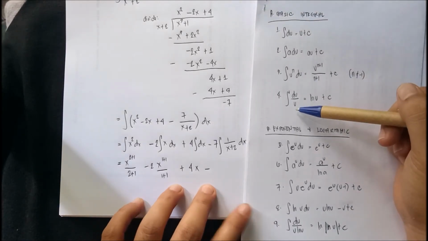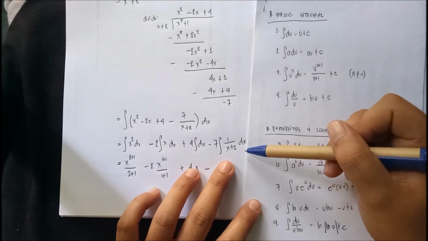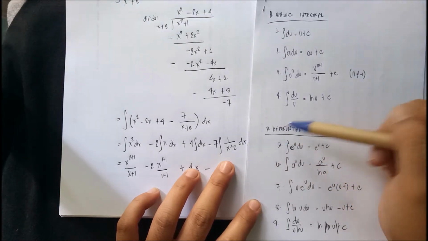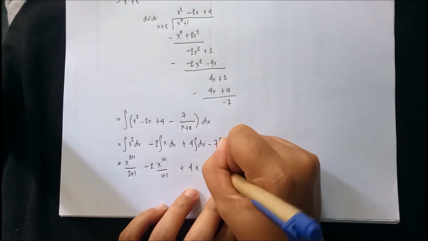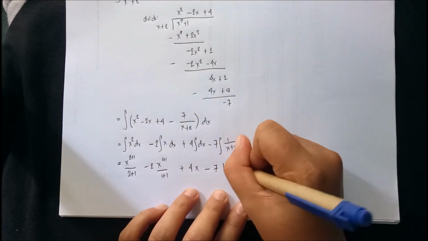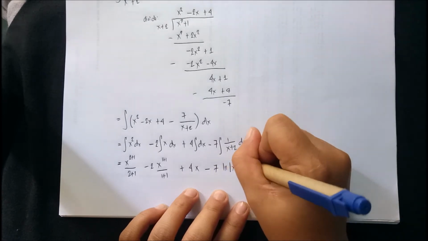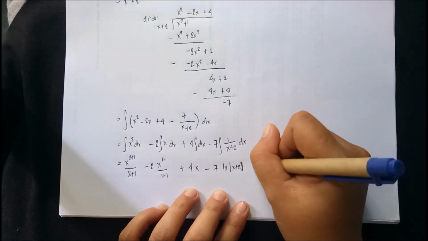Tingnan natin kung pwede siya dito. If this is our u, yung du natin ay dx, so okay lang. So this is just ln u plus c. So this is negative 7 ln, yung u natin is x plus 2 plus c.